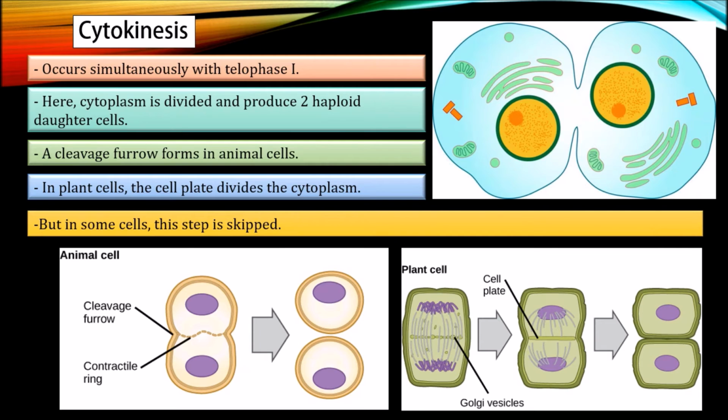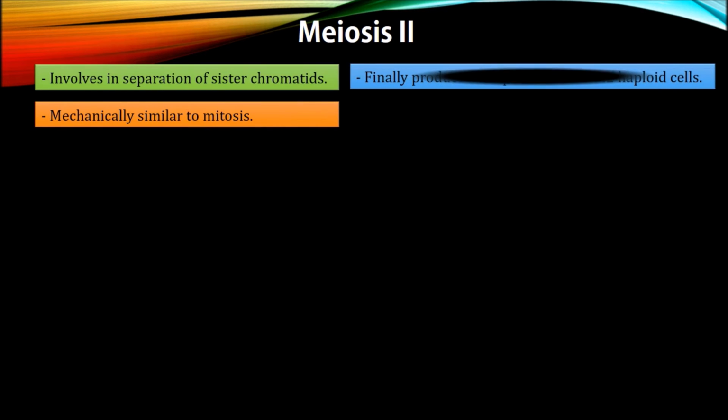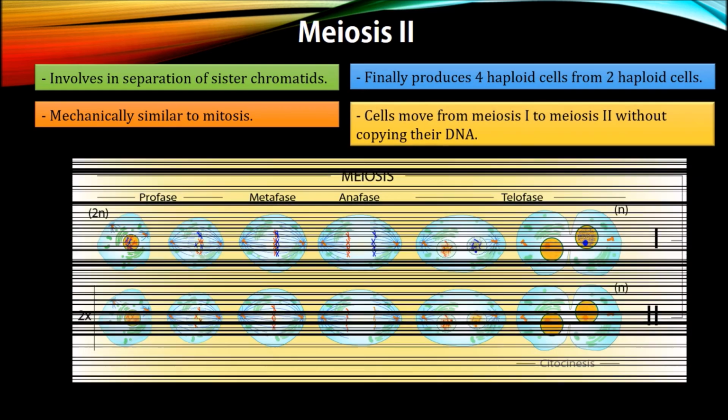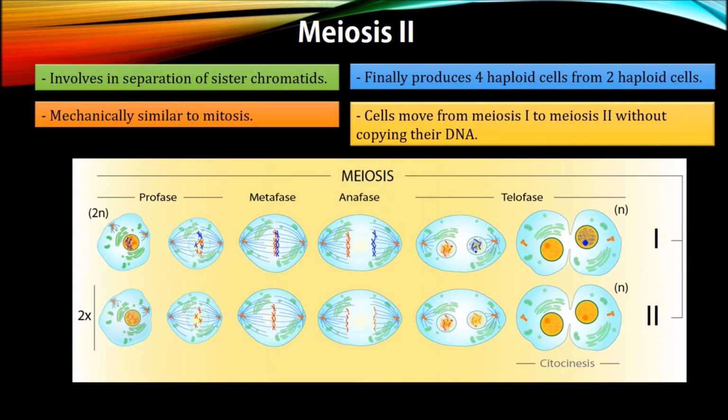Meiosis 2. This is the second meiotic division. It usually involves separation of sister chromatids. Mechanically, this process is similar to mitosis, though its genetic results are fundamentally different. The end result is production of 4 haploid cells from the 2 haploid cells produced in meiosis 1.